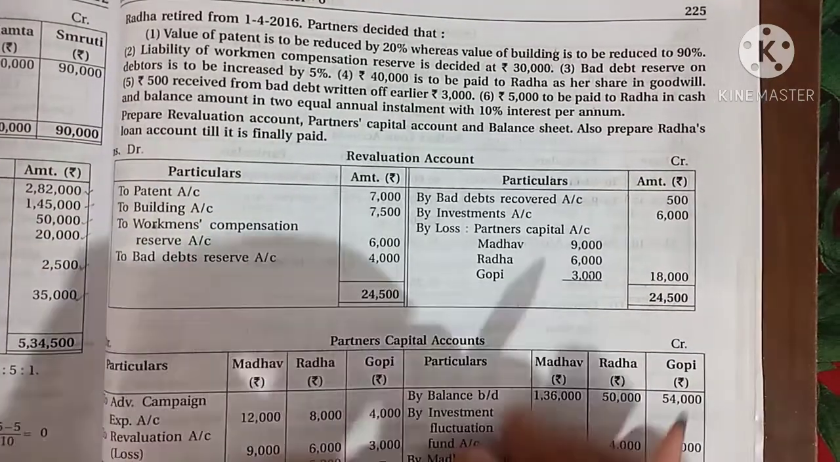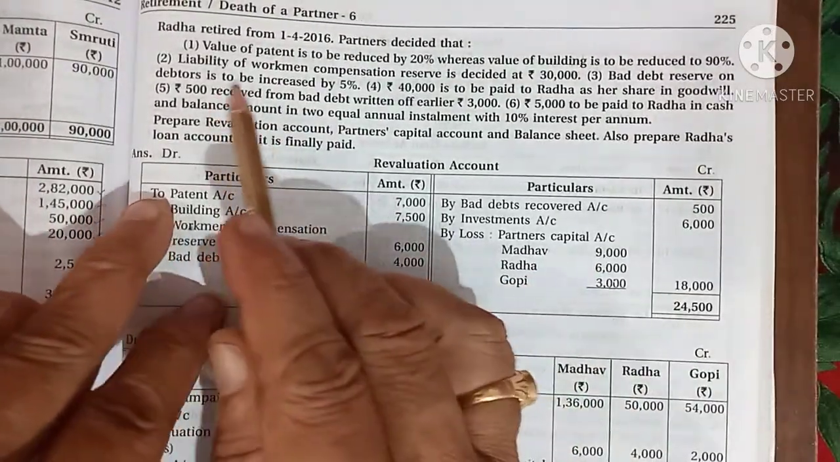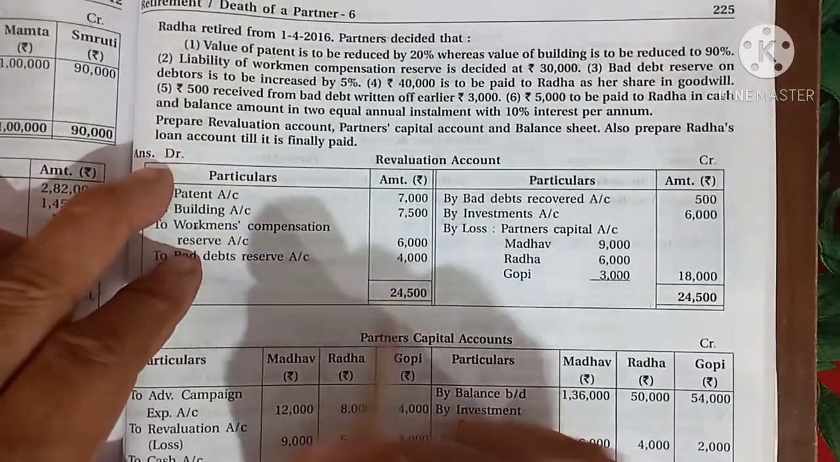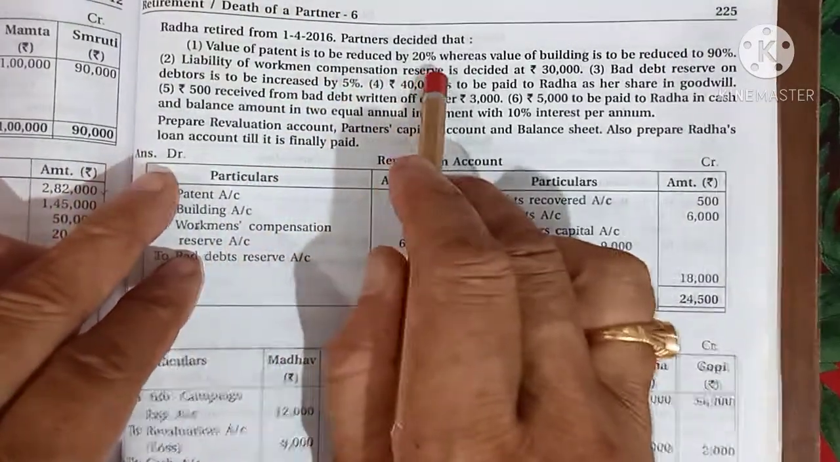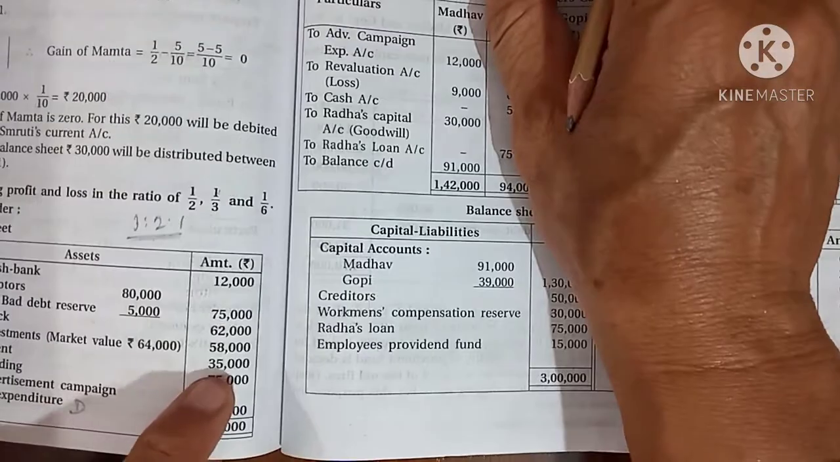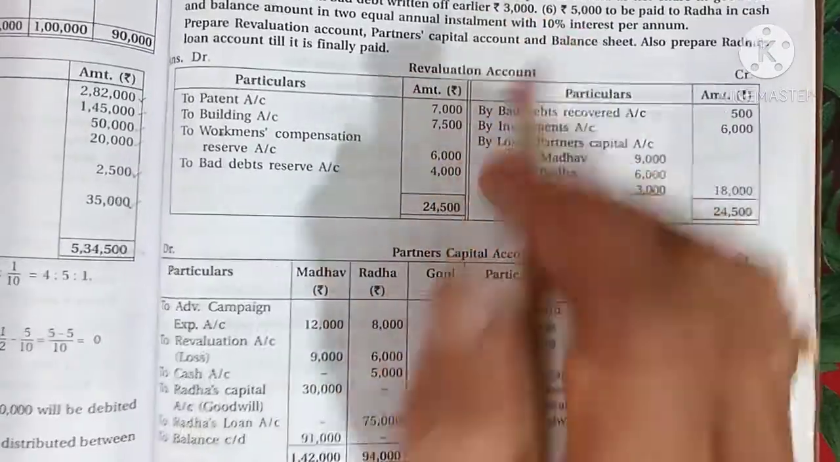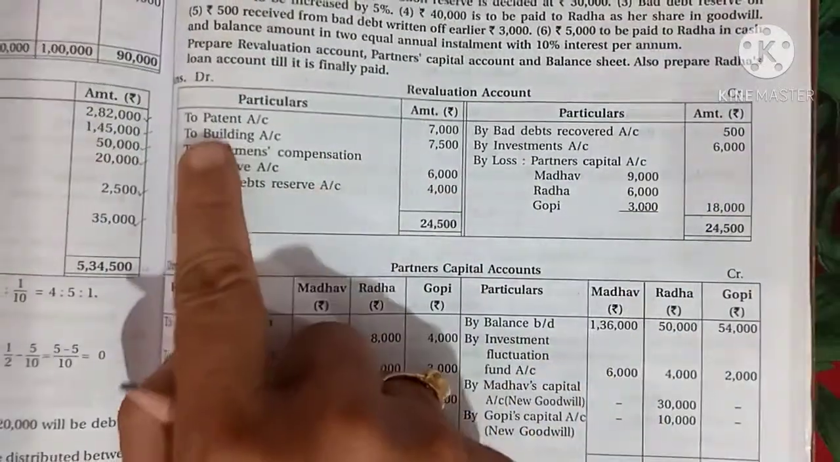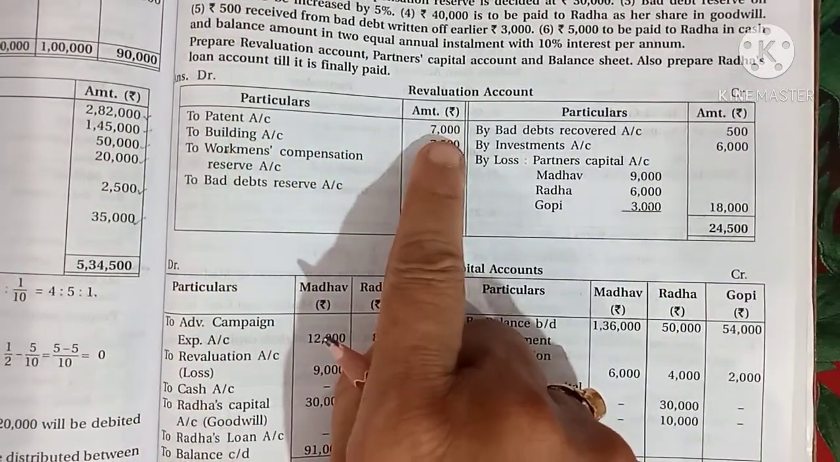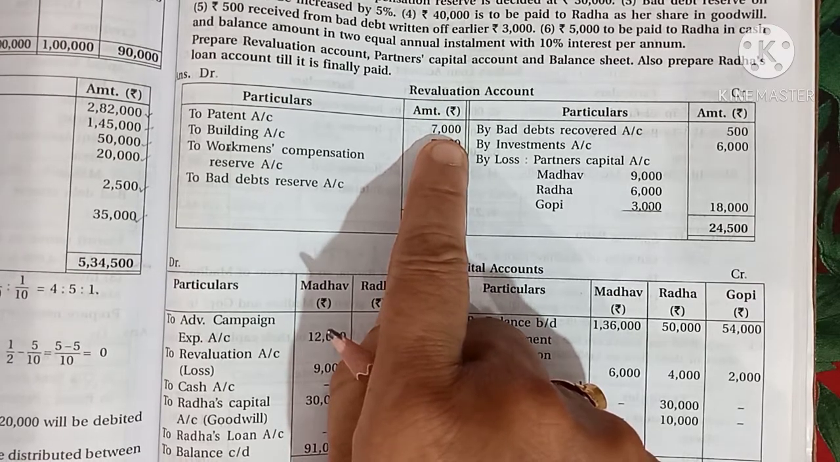So let us start with the revaluation account first. The revaluation account generally comes from the adjustments. The value of the patent is to be reduced by 20%. According to your question, the patent is 35,000. 20% of 35,000 is 7,000. It is reduced, so patent 7,000 is the first effect. The second effect goes to the balance sheet assets.